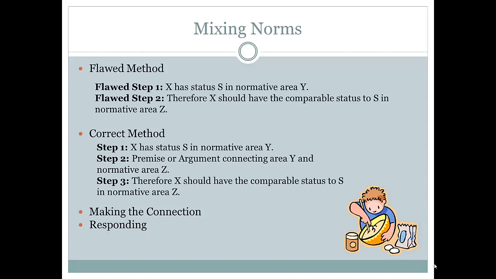People often believe that the status of something, let's call it X to stand for whatever it is we're talking about, in one normative area automatically gives it the same status in another normative area. For example, it is often assumed there is a moral right to free speech because of the First Amendment of the United States Constitution, which guarantees a legal right to the freedom of press.